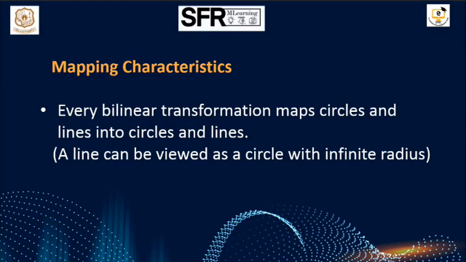The next one is the mapping characteristic. Every bilinear transformation maps circles and lines into circles and lines. That is, a line can be viewed as a circle of infinite radius.